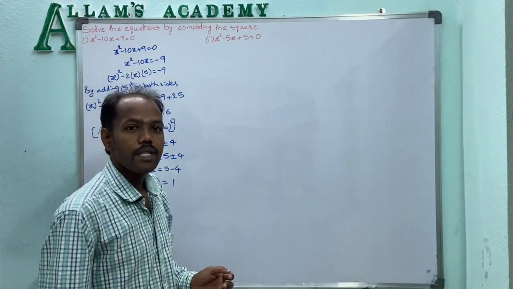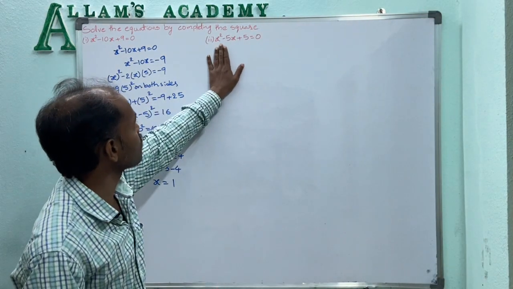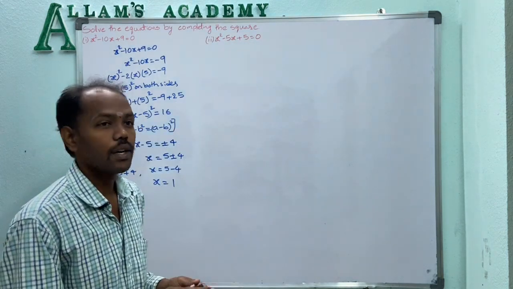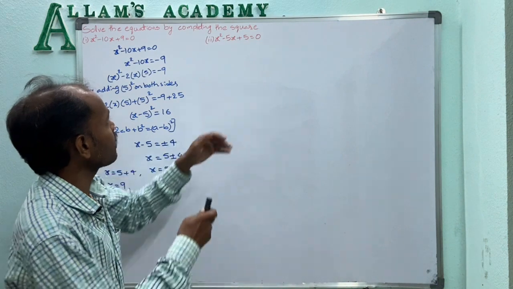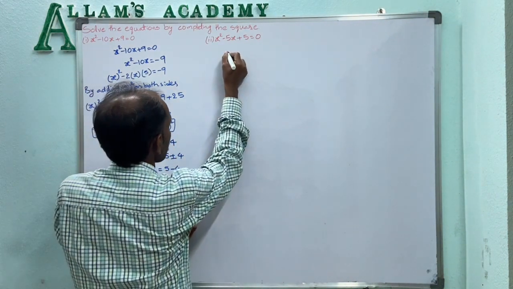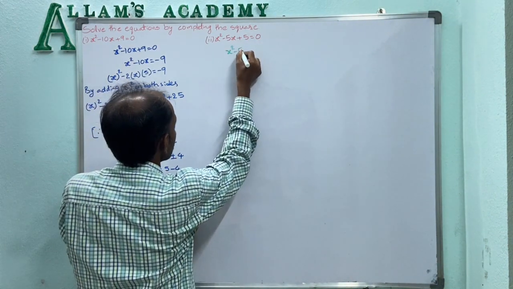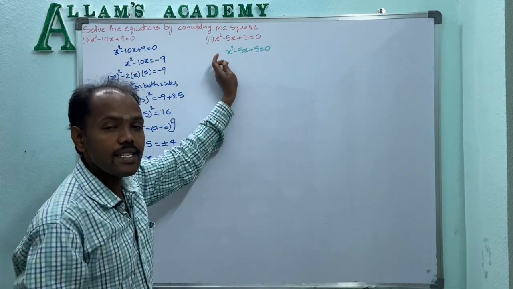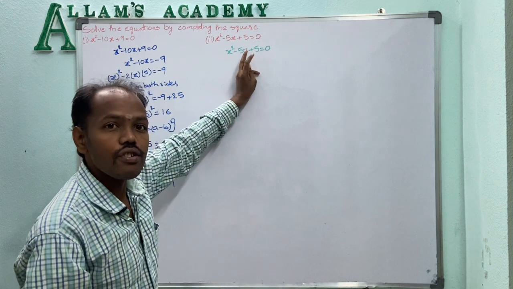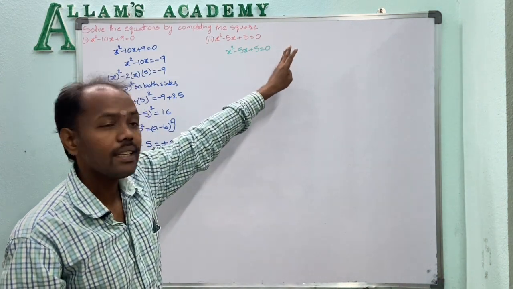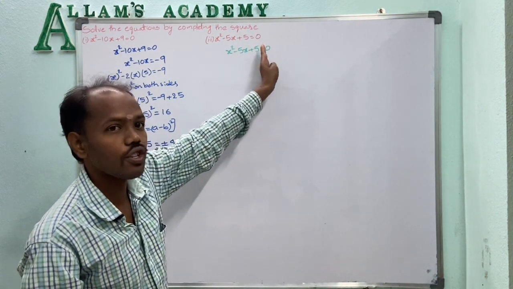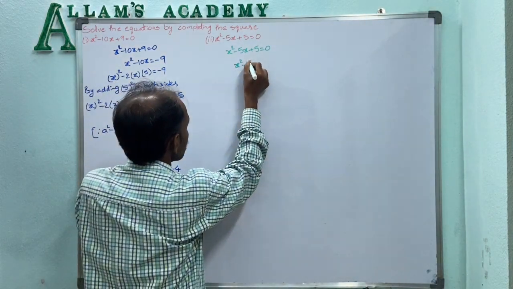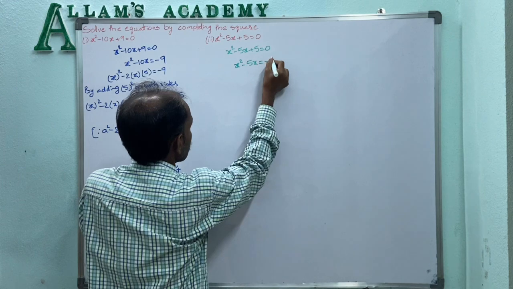Now let us observe another quadratic equation, x square minus 5x plus 5 equal to 0, and find its zeros. The given equation is x square minus 5x plus 5 equal to 0. Here the constant term is plus 5, so we transfer it to the RHS, that means 0 minus 5, which is minus 5. So x square minus 5x equal to minus 5.